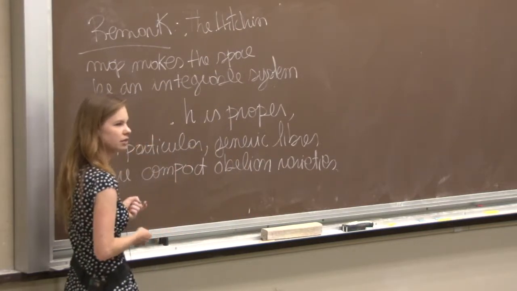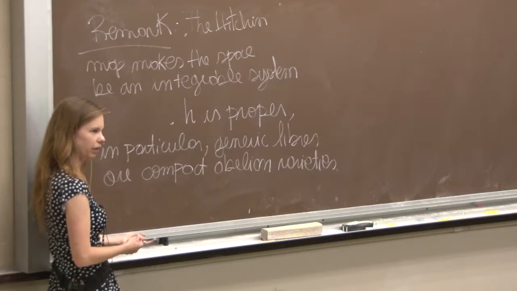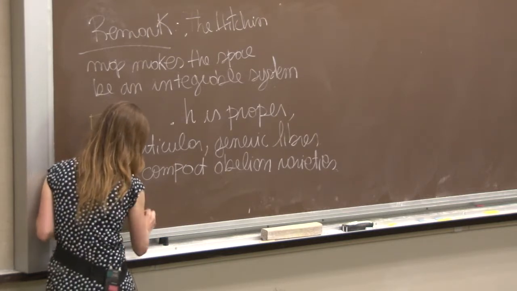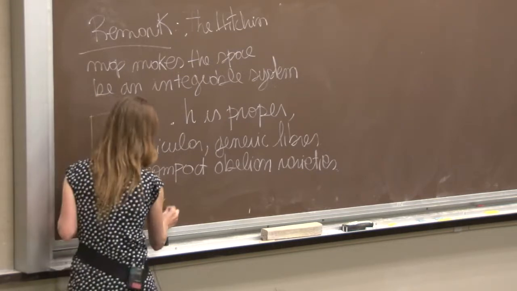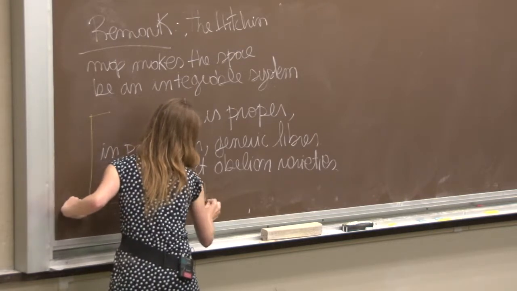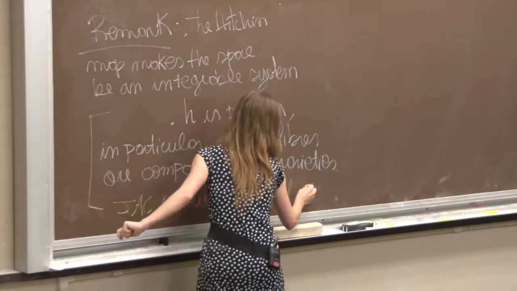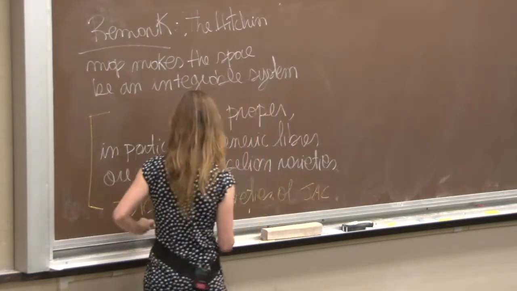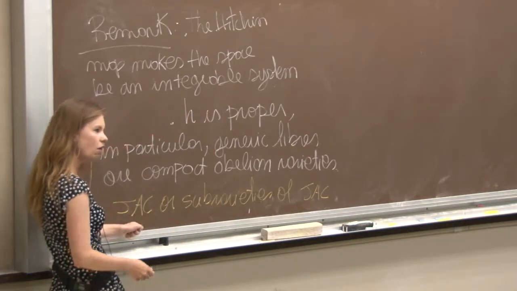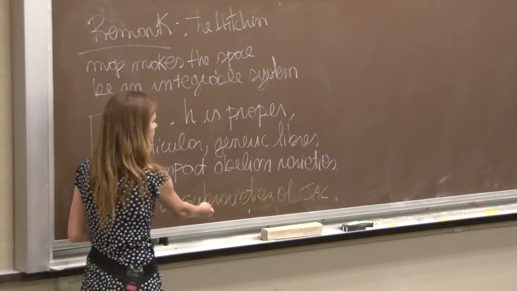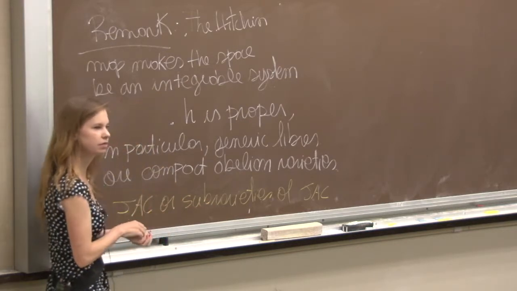How do these abelian varieties appear? How do we know what they are? What we'll see is that there will be Jacobians of curves or sub-varieties of Jacobians. The Jacobian is the space of line bundles of degree 0 on a curve, and we're going to take either that or sub-varieties. We'll see. Yes?